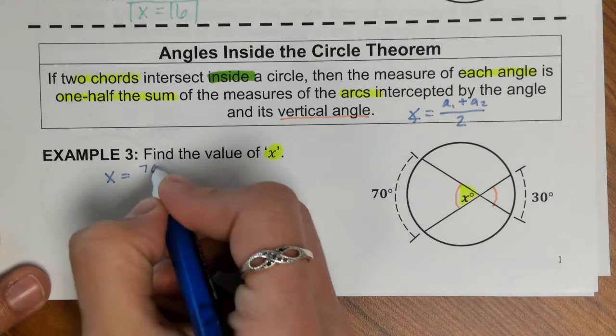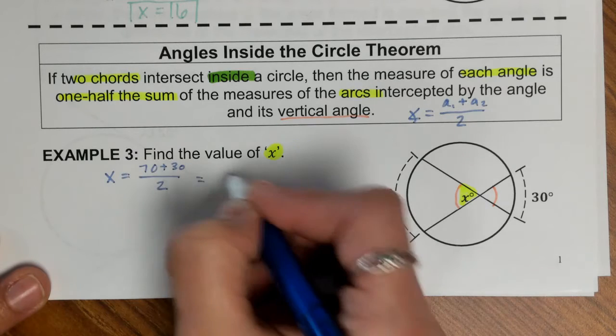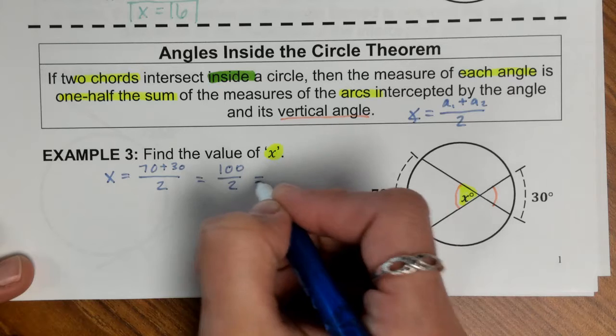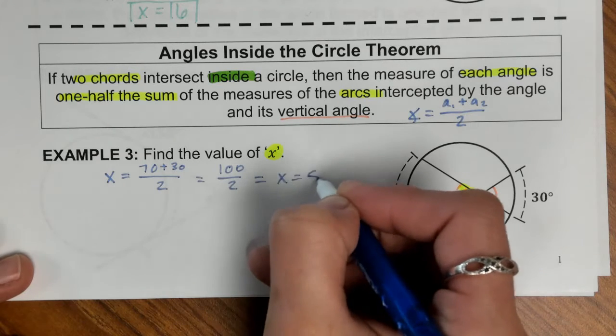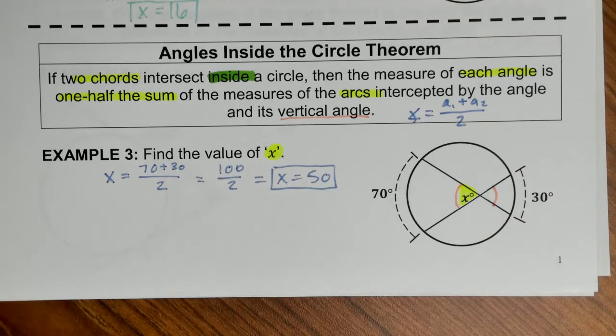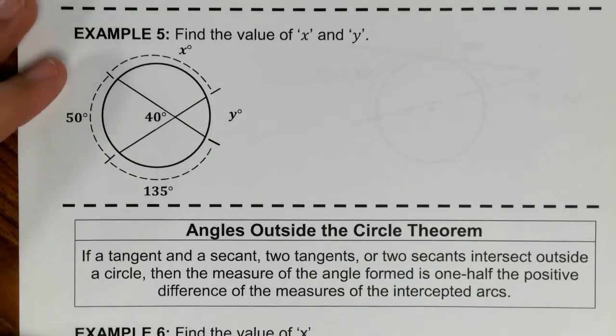So we just do our 70 plus our 30 all over 2. So this will end up being 100 over 2, giving us x equals 50. Not too bad, right? Just have to remember in, on, or outside. Okay. Next question, going to stay with the angles in a circle theorem.